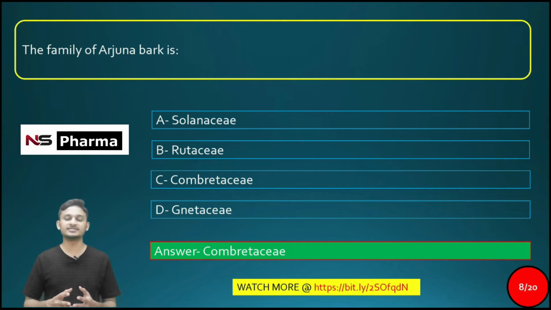Another drug is also related to this Combretaceae family. The biological source is Terminalia chebula, and the drug name is myrobalan. Myrobalan is Terminalia chebula, and the family is Combretaceae. But the Arjuna bark biological source is Terminalia arjuna, belonging to the family Combretaceae.